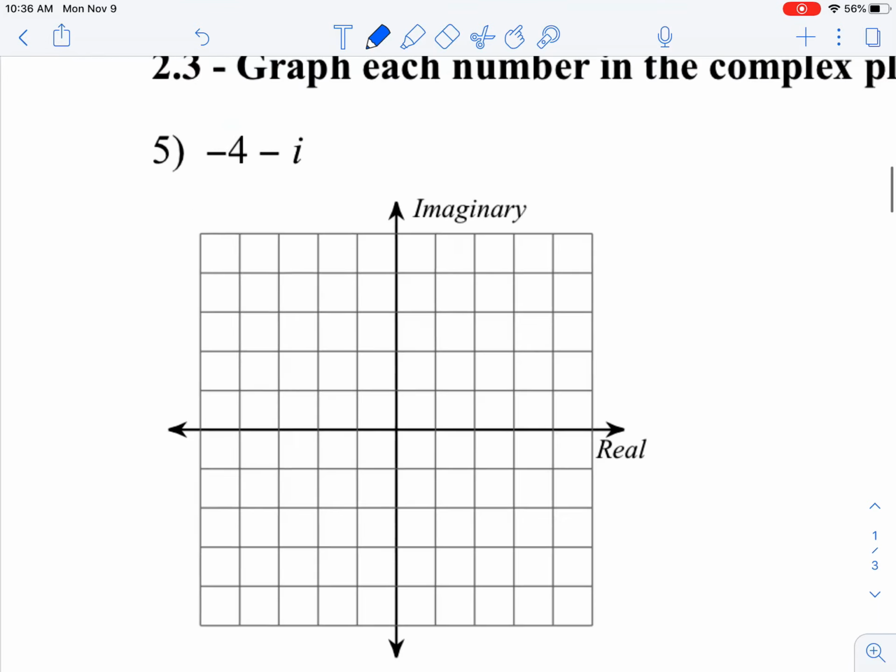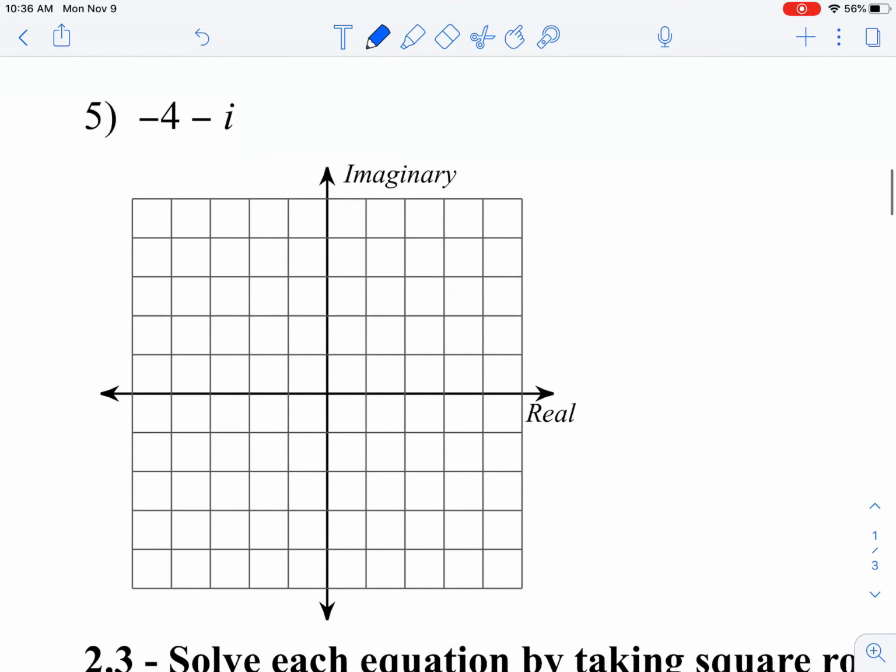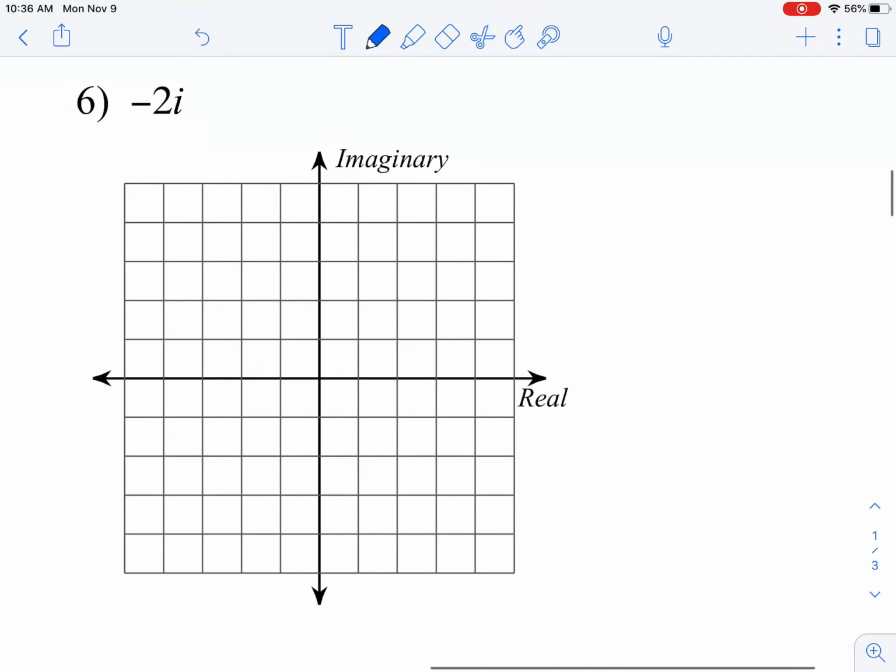Okay, when I graph, I plot a point. So in this case, I plot a, comma b, which would be negative 4, negative 1, which is down here. Okay, over here, a, comma b, I have no a value, so 0, negative 2.